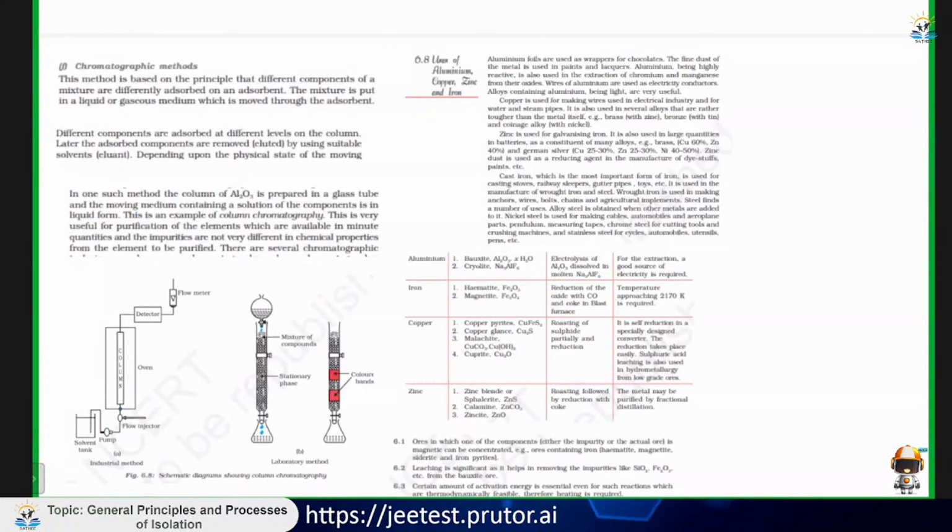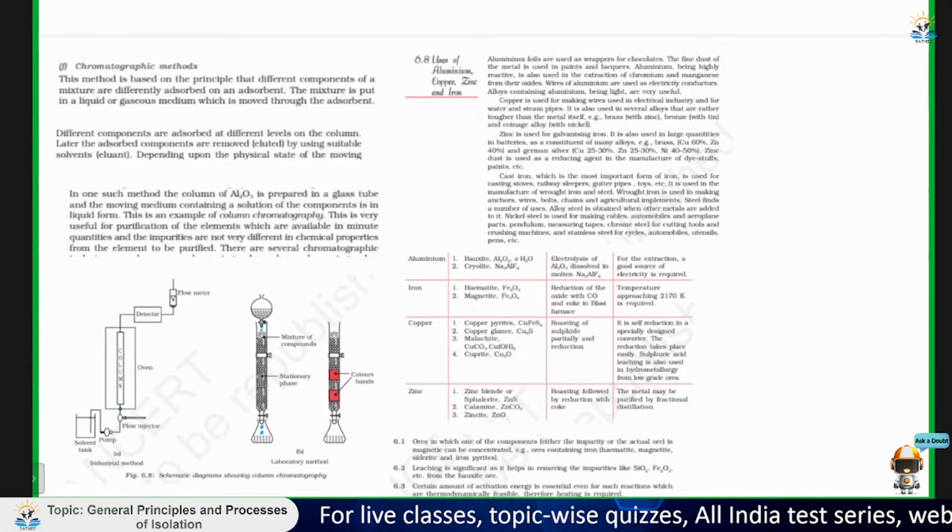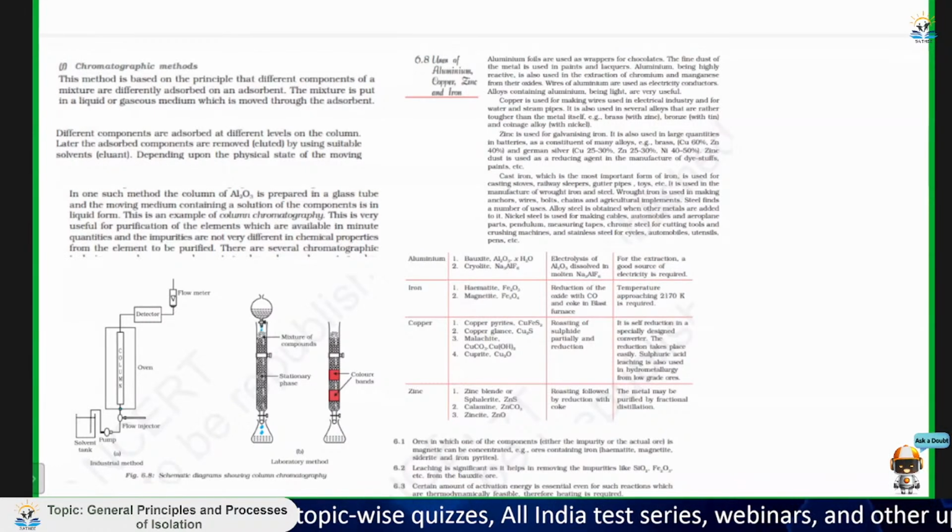This is very useful for purification of elements which are available in minute quantities and where the impurities are not very different in chemical properties from the elements to be purified. That's column chromatography; on the right side is fractional distillation. That's the fractional distillation column. A fractional distillation column is going to have beads fractionators and holes fractionators. That thing is the beads one. Fractional distillation concept is going to come up in GOC and is not so important in this method.